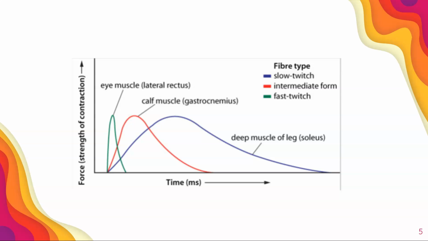Our calf muscle is an example of an intermediate muscle because you can use your calf muscle for a good stretch of time before it fatigues, but it still fatigues pretty quickly. And then our slow twitch muscles take a long time for the strength of the contraction to reach its biggest spot, and then it takes a long, long time for it to fatigue over time as it loses its strength. So those are the three different types. Again, draw this in your note package.